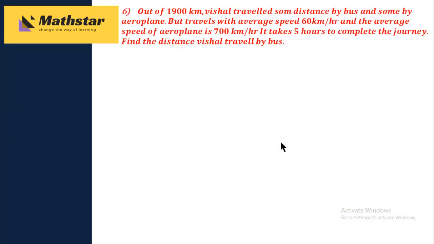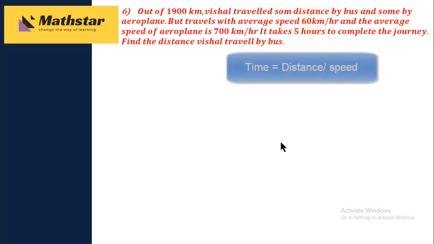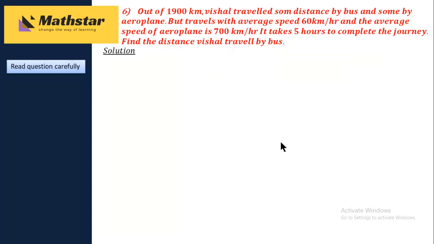Problem number 6. After proper reading, we come to know there is a condition of distance, speed and time. So here we have to use the formula of time, that is time is equal to distance upon speed. So before that we need to assume the distance we shall travel by bus be x and by aeroplane be y. Total distance traveled by Vishal is 1900 km.